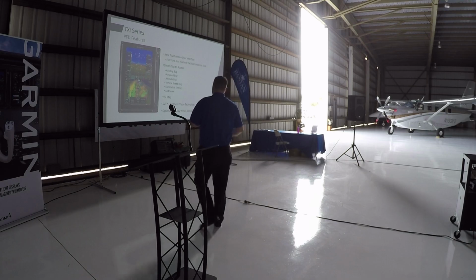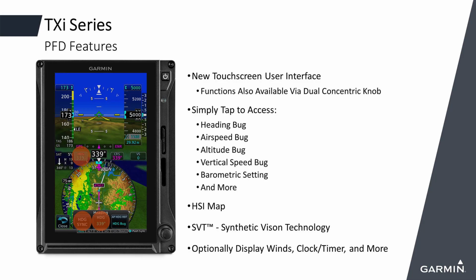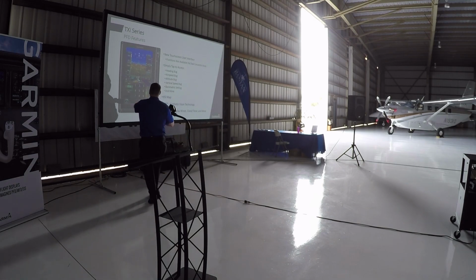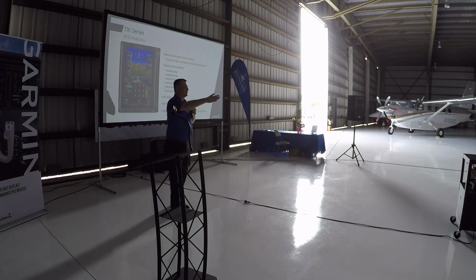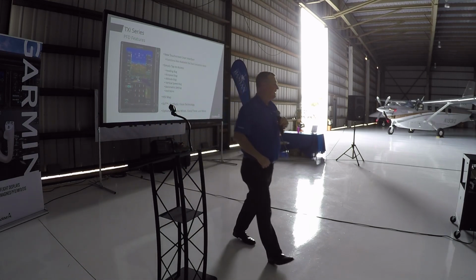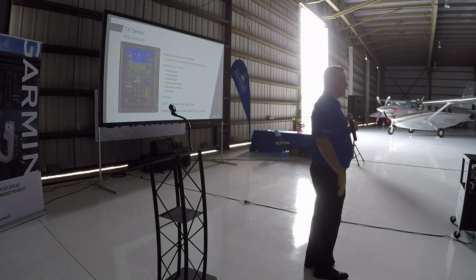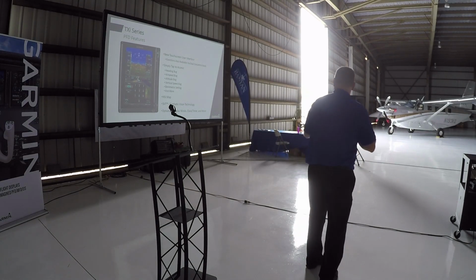So let's say you're flying along, we're heading 339 degrees here, and ATC says turn right to 345 degrees. You can touch it, a little keypad comes up, you can type 345, enter, and now you turn to 345. Pilot preference, you can have it either way, knobs or touchscreen.